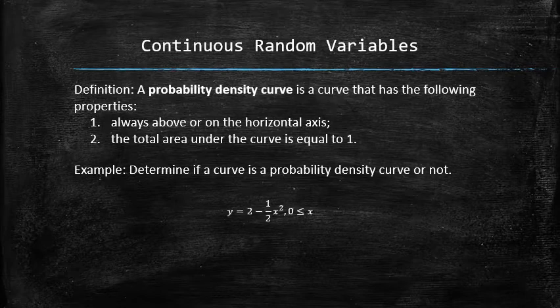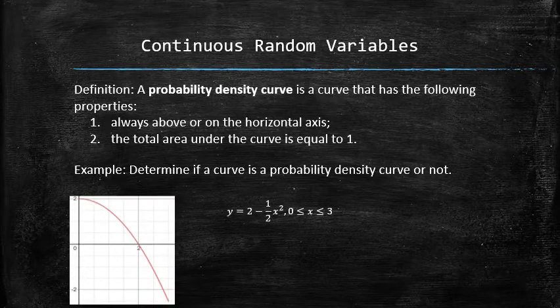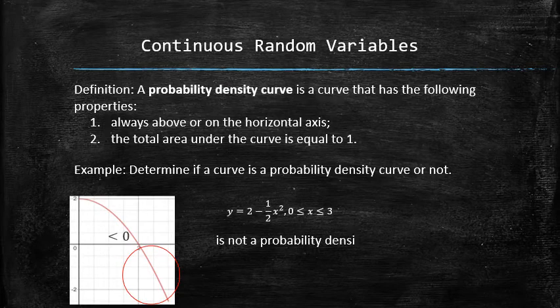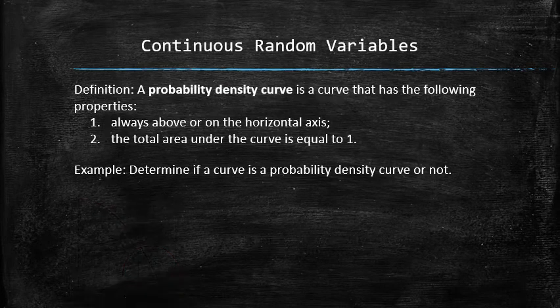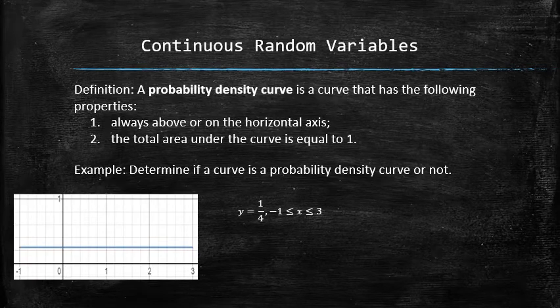Let's find out if the graph of the following equation is a probability density curve or not. Since a part of the graph is below the x-axis, the given curve is not a probability density curve. Let's find out if the graph of the following equation is a probability density curve or not. Since the graph is entirely above the x-axis and the area underneath is equal to 1, you can verify that by using the formula for finding the area of a rectangle with the base length equals 4 and the height 1/4. The given curve is a probability density curve.